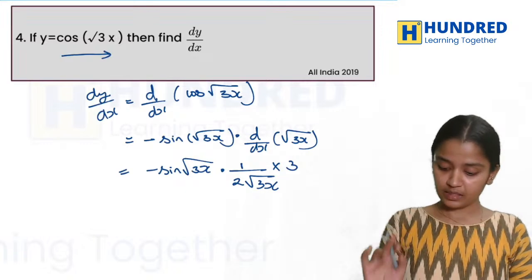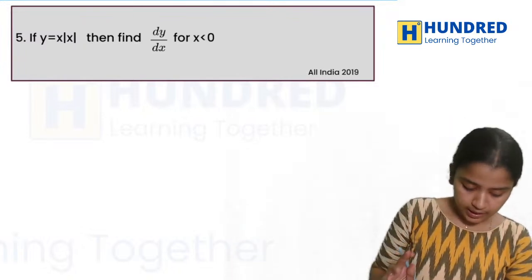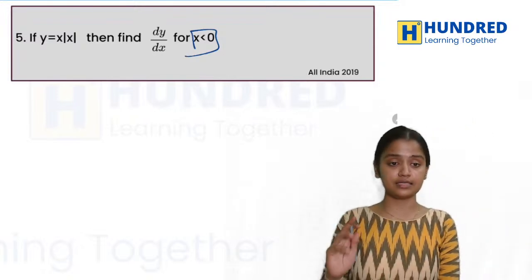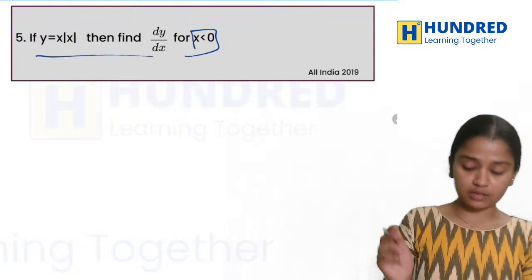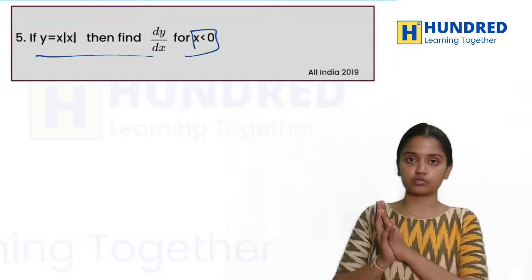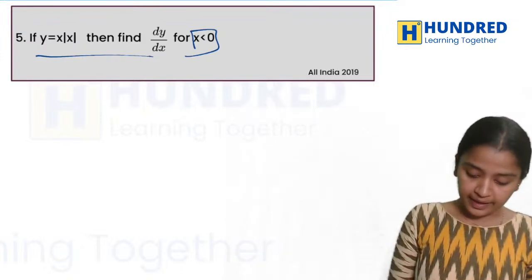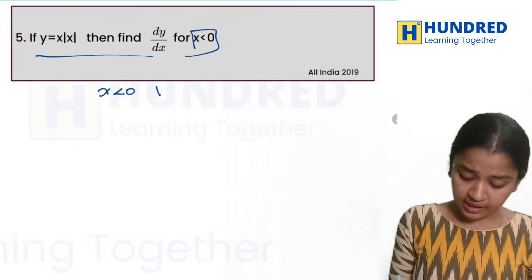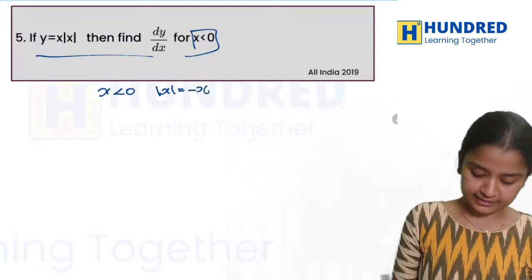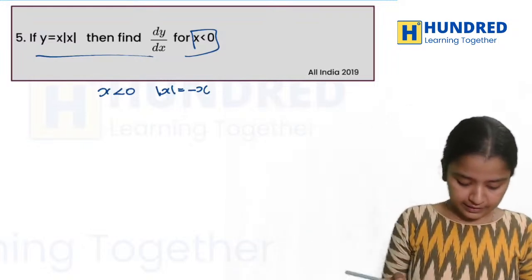And now let's go to the next one. Here it is a different question. The constraint given here is x is less than 0. Before this, they just solved it for y is equal to x mod x and asked to differentiate. But here you have to differentiate it for x less than 0. So when x is less than 0, what is my mod x function? My mod x function will be minus x.